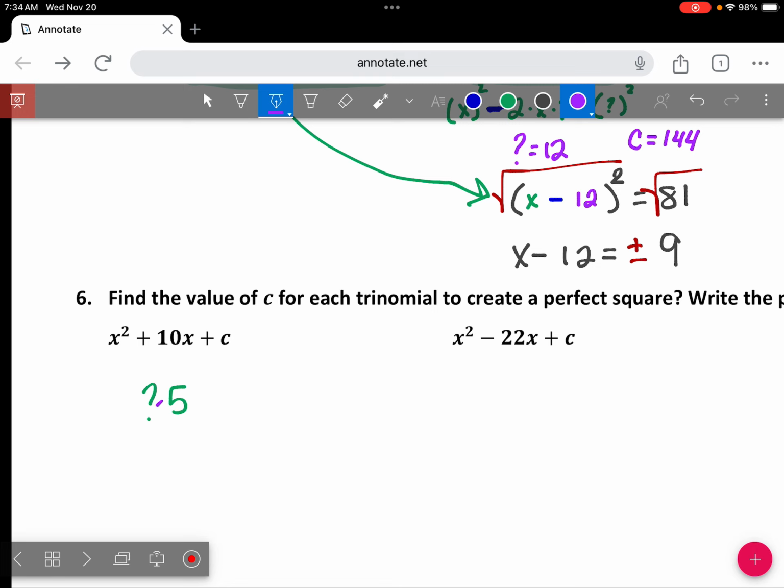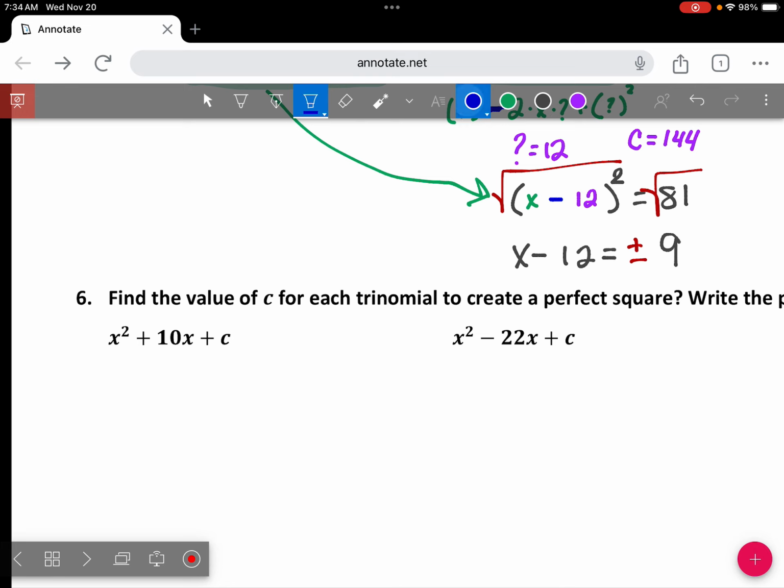So our question mark is going to be 5. You're exactly right. So our C would need to be 5 squared. What is 5 squared? Wait, okay, I lost you there. Hang on. Let me go back and start from the beginning because I lost you.